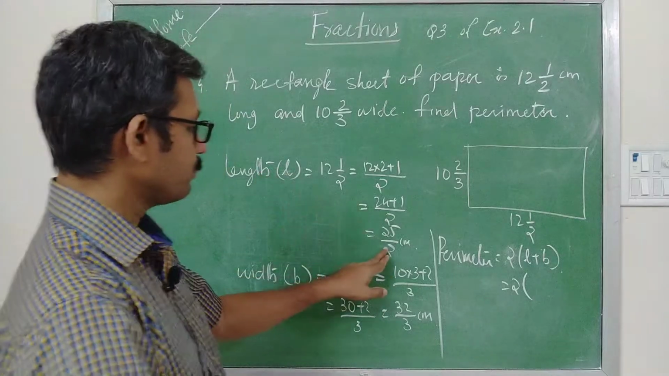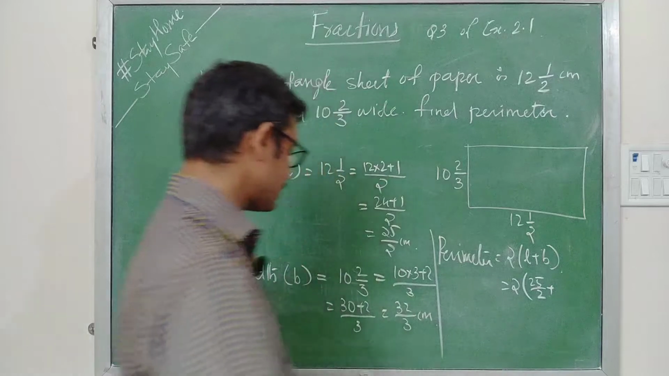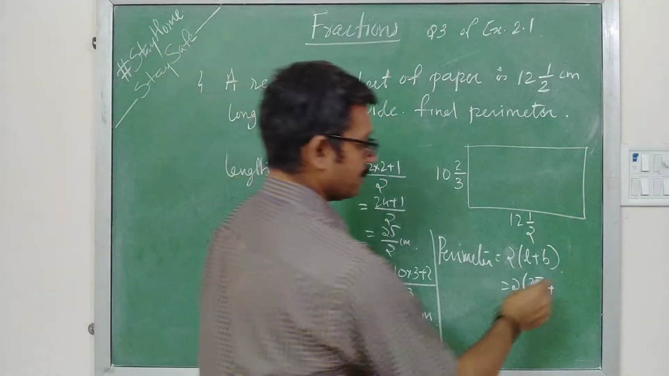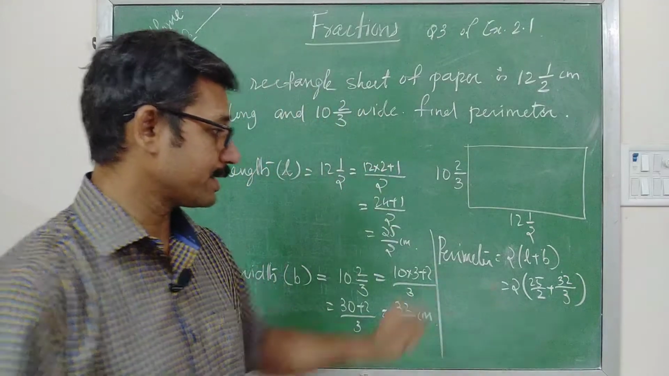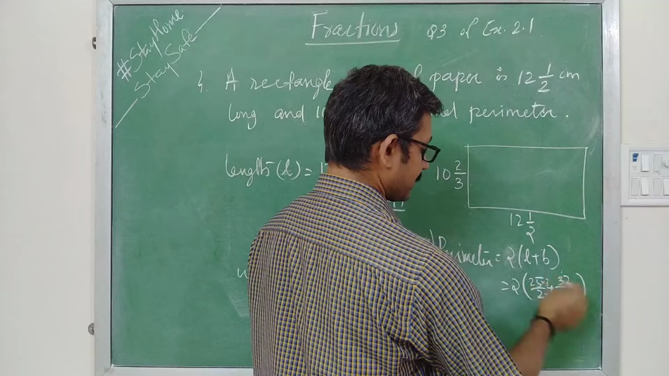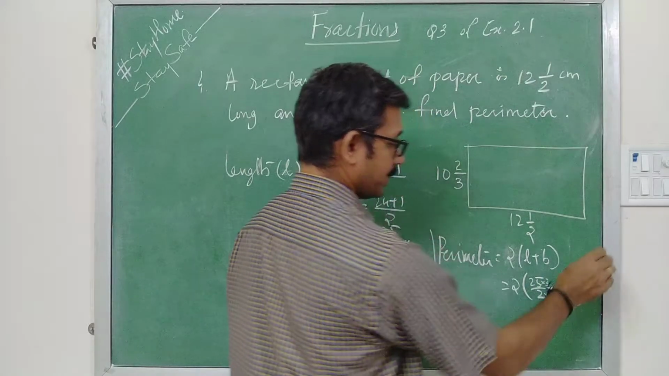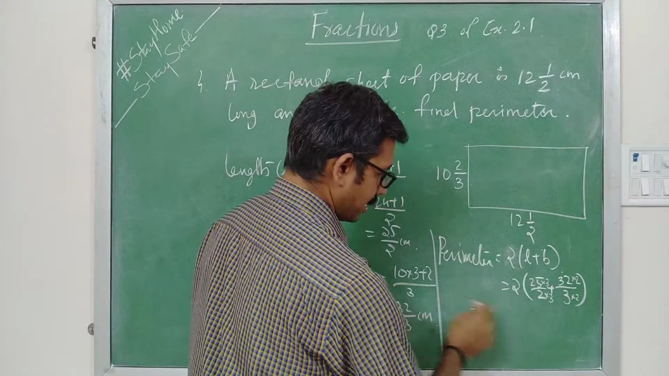Length we found is 25 upon 2, correct? Plus, what is the breadth? It is 32 upon 3. Now you know that this denominator is not the same. So first we have to make the denominator the same. So we have to multiply 3 here and we have to multiply 2 here. Sure, all of you?